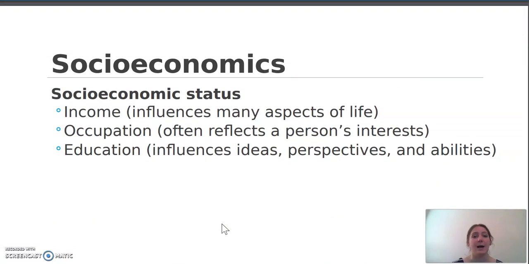Socioeconomic status, income definitely influences many aspects of life. So if you're talking about a purchasing option for the marketplace, the way that you approach the money is going to be a little bit different. The way you try to sell something may be a little bit different if you know that the socioeconomic status of a group is, income is just not as high as others.